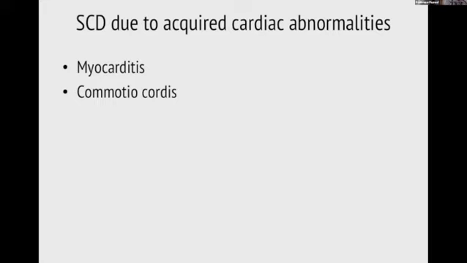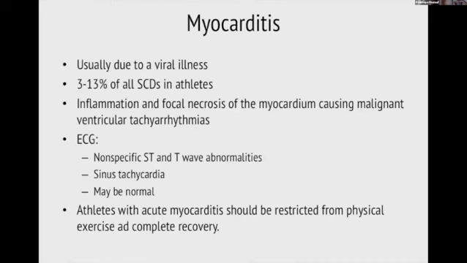All right, so last part, sudden death due to acquired cardiac abnormalities. So first, myocarditis, usually due to a viral illness, including COVID, accounts for 3 to 13% of all SCDs in athletes. It's characterized by inflammation and subsequent focal necrosis of the myocardium that is thought to be the substrate for malignant ventricular tachyarrhythmias causing sudden death.